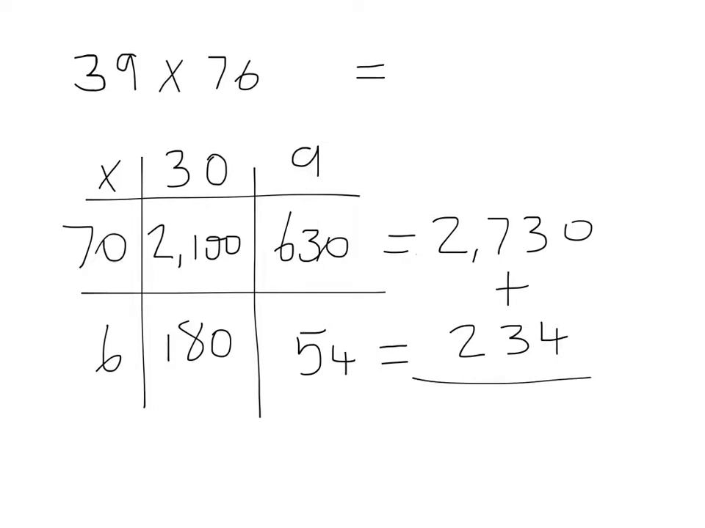I've not done the columns very well here, but I'm going to carry on anyway. The units. I've got 4 units. I have got 6 tens, so that is 60. I've got 900, 700 and 200 is 900. And there are 2,000 in the 1,000 columns. So my final answer is 2,964, and well done if you've got that correct.